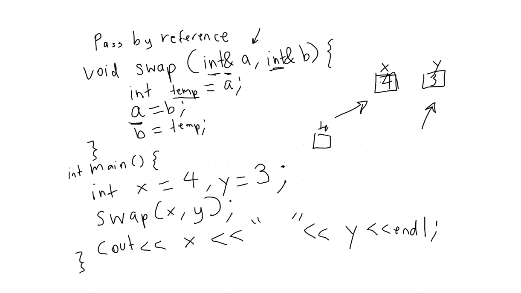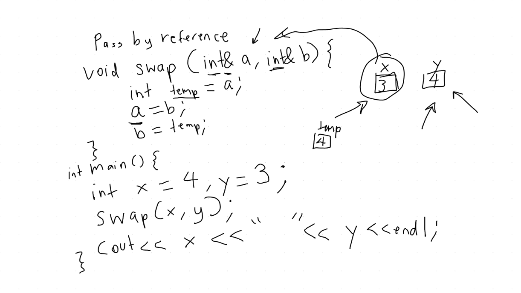So if I were to follow the execution of this, basically, I have a new variable temp that makes a copy of X because X becomes our A. So 4 is saved in here. And then A becomes equal to B. So B's value is 3. This 4 becomes a 3. And then B becomes equal to temp. So the value 4 is saved to Y. So you would successfully swap their values.